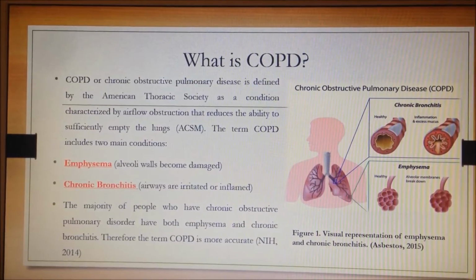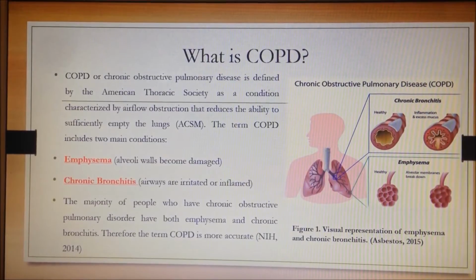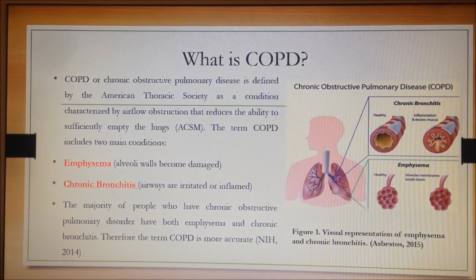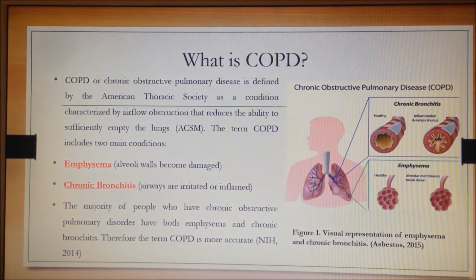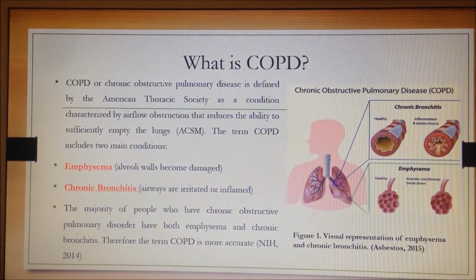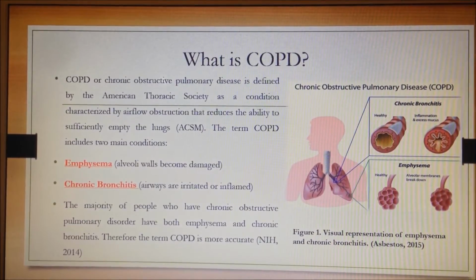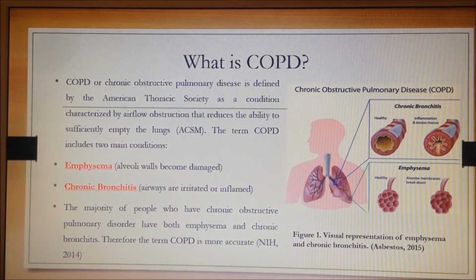The term COPD includes two main conditions. We have emphysema. This is where the alveoli walls become damaged. This can be seen on the right-hand side. And chronic bronchitis, where the airways are irritated or inflamed. This can also be seen on the right-hand side image. The majority of people who have chronic obstructive pulmonary disorder have both emphysema and chronic bronchitis, and therefore the term COPD is more accurate.